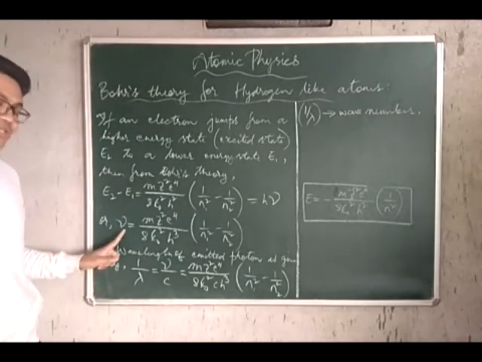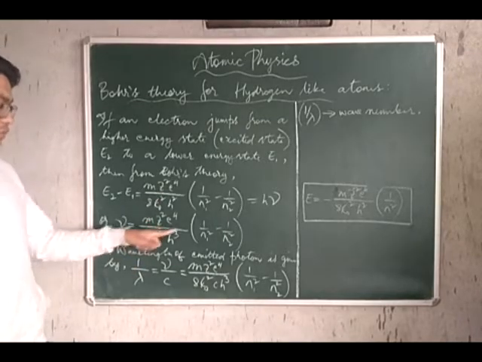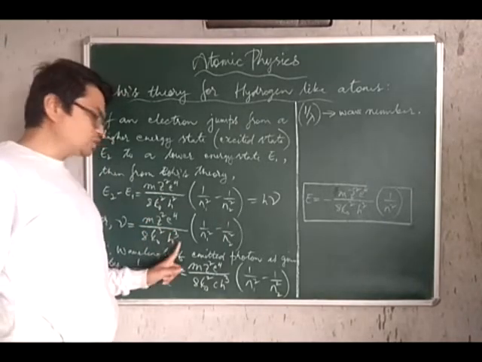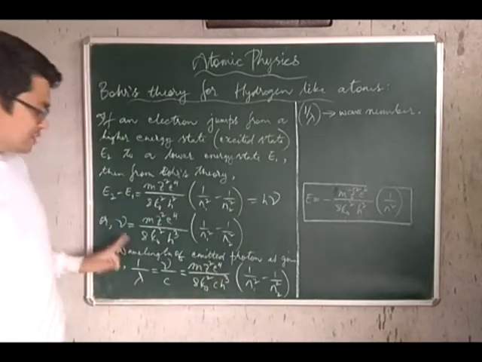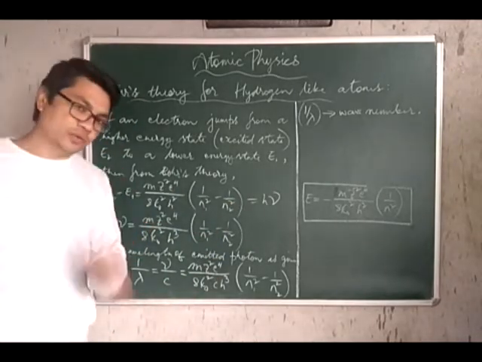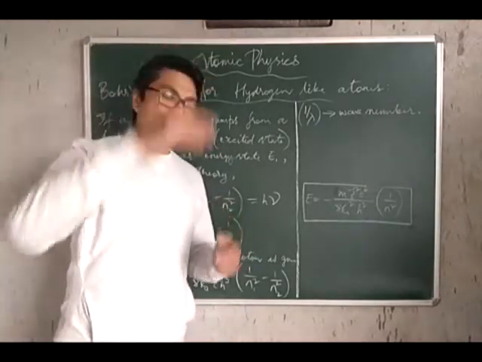And thereby the frequency of the photon is given by m z squared e to the power 4 divided by 8 epsilon naught squared h cubed, times the same thing inside the bracket. So this is the frequency of the emitted photon. Now, the photon will also have a wavelength.